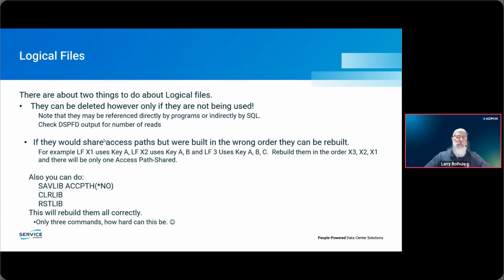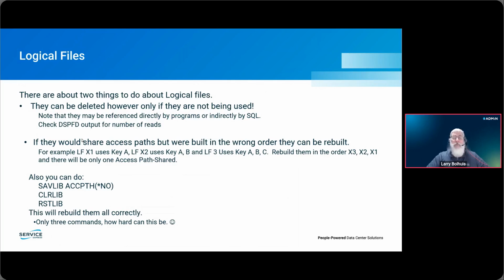Now, logical files, pretty much the biggest thing you can do there is delete them if you're not using them. But how do you figure out if they're being used is one of the things. You can find some data from display file description, number of reads on the thing. Another way is poorly built access paths. If you're not familiar with this, if you build a logical file, for example, that uses a key of field A, and then you build another logical file that uses a key of field A and field B, and then you build number 3, which is A and B and C.